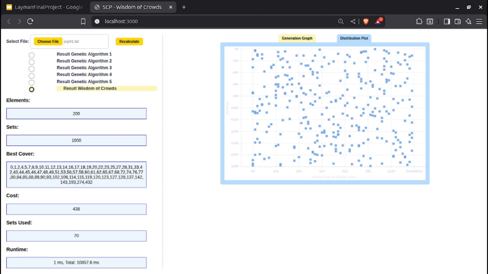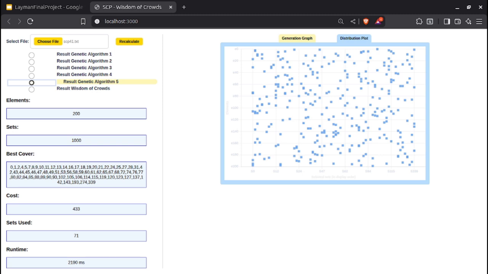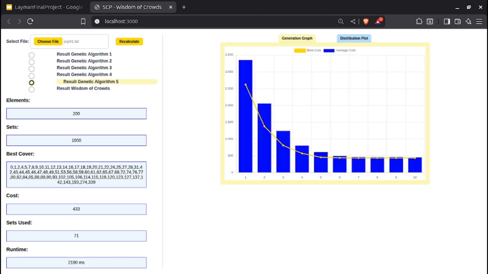Then we can go look through each of the genetic algorithm runs and look at the generation graph for each one. And as we can see, we're starting to level off very early, which is why we limit it to only 10 generations and smaller population sizes, because just the genetic algorithm combined with the greedy heuristic has already given us very strong solutions on its own.